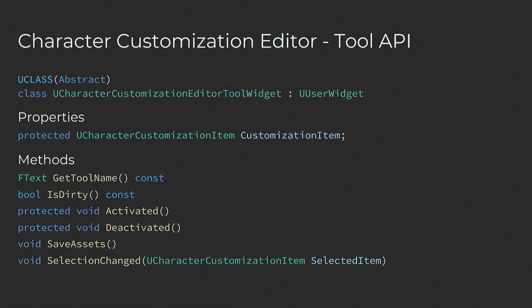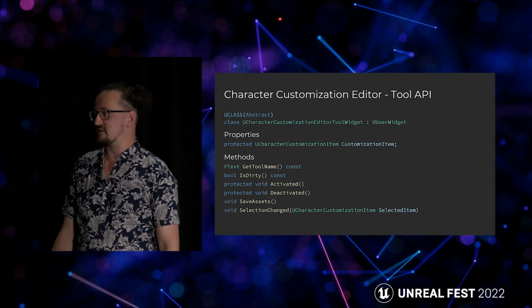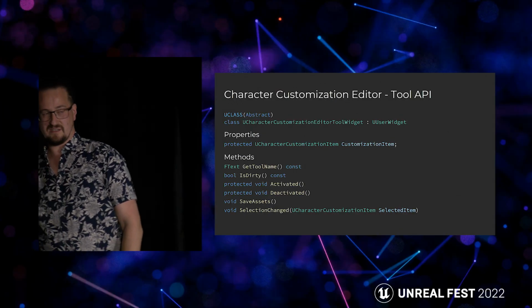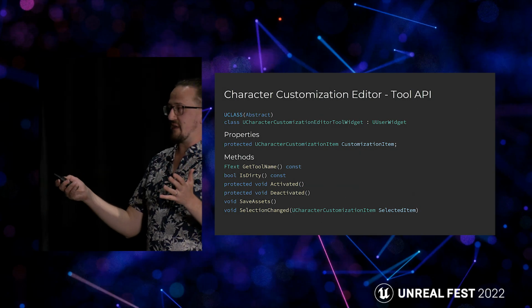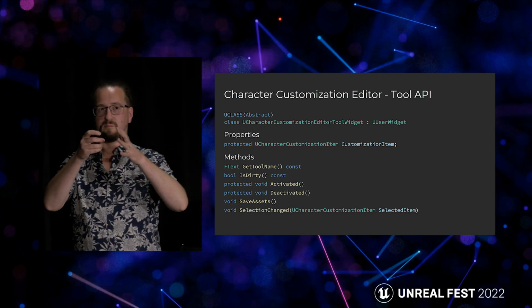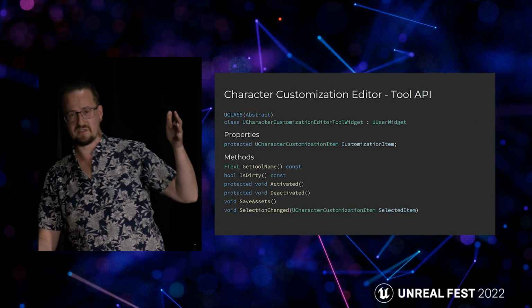If someone wants to make a new customization editor tool widget, they just inherit from this. And the only things they really need to implement is getToolName, which just returns a text for the name of the tool that will go in the tab. And then they just need to implement something that happens on SelectionChanged, and that's where we get our item that comes in.